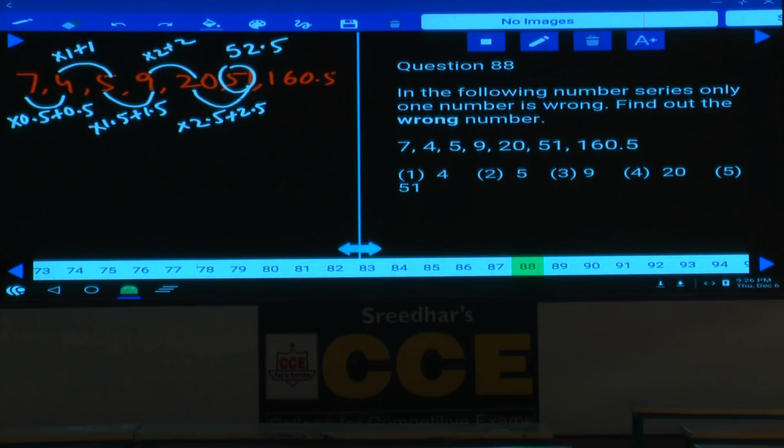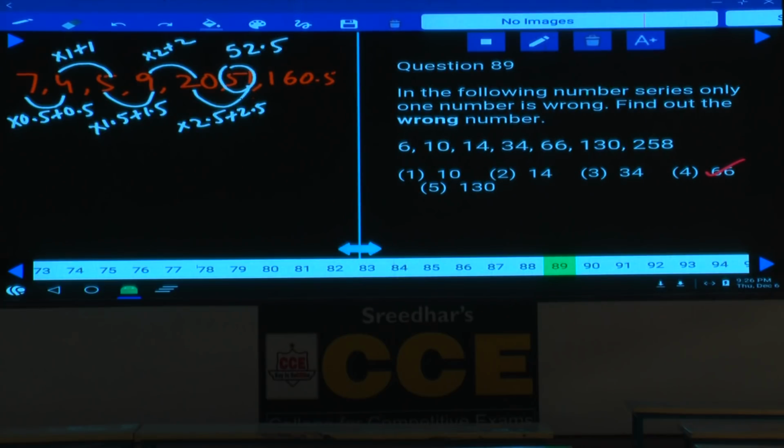Next, 52.5 into 3 plus 3. 52.5 into 3 is how much? 50 into 3 is 150, 2 into 3 is 6, that means 156, plus 3 will be 159, plus 1.5 gives 160.5. So 52.5 into 3 plus 3 gives 160.5. Then what is the wrong number here? 51 is the wrong number, choice 5. Question number 88, choice 5.